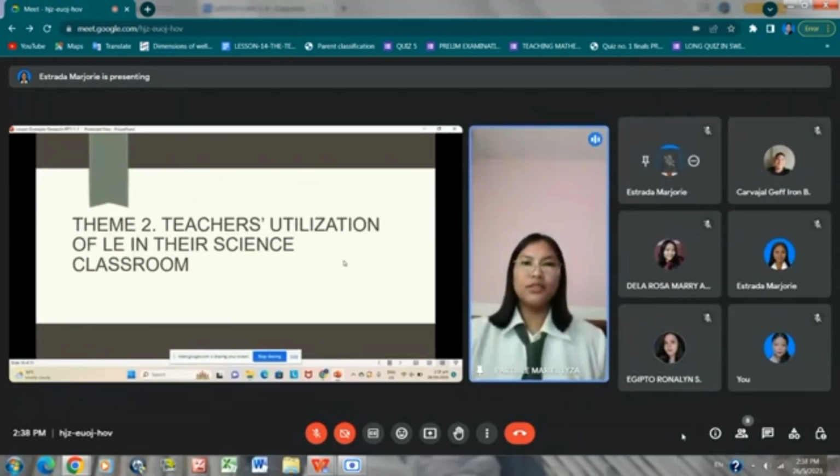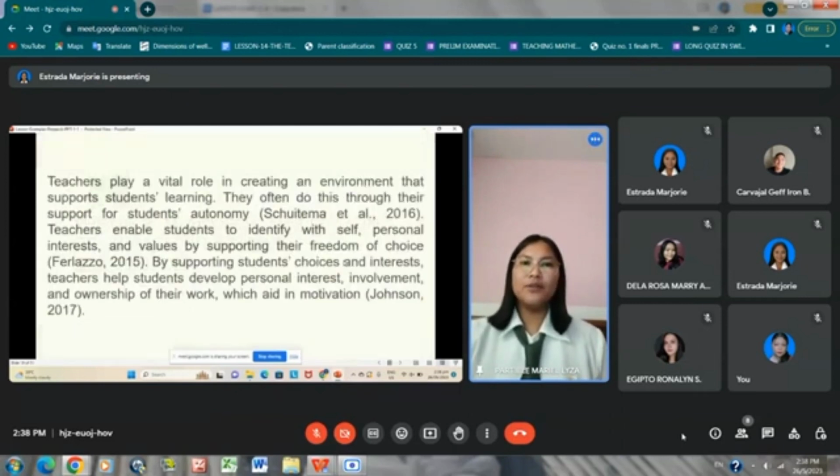And Theme 2, teachers' utilization of lesson exemplars in their science classroom. In Theme 2, there are 5 questions for the participants. Question number 1, how do you use lesson exemplars in teaching science in grade 6? Can you give instances when you need to employ lesson exemplars in your class?